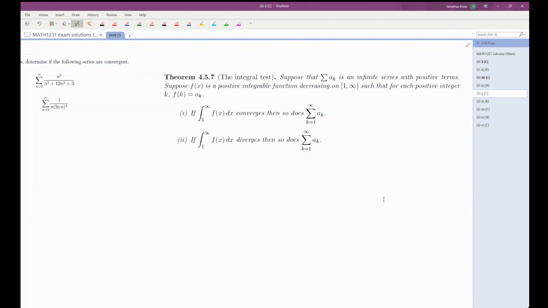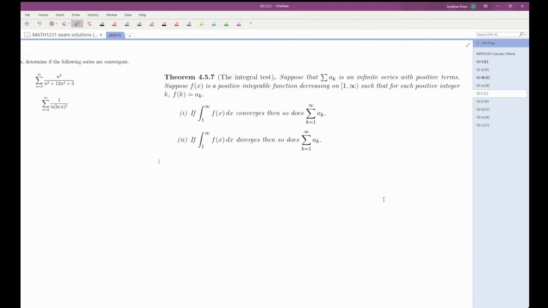Was your integral from 1? No, my integral was not from 1. Does that matter? No, I don't think so. I think it doesn't actually matter, but the theorem is quoted from 1. So I think we wouldn't take any marks off in the exam for somebody doing the integral test from 2 or 3 or something like that. But strictly speaking, it's worth mentioning that it doesn't matter where the starting point is.